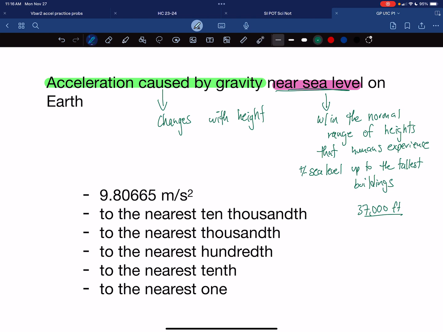And if we were to look at the decimal places that we know for this, well, here we have the ones place. Here we have the tenths. Here we have the hundredths. Here we have the thousandths. Here we have the 10,000ths. And lastly, here we have the 100,000ths.